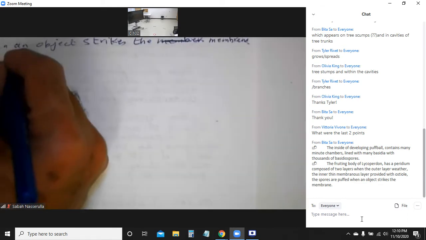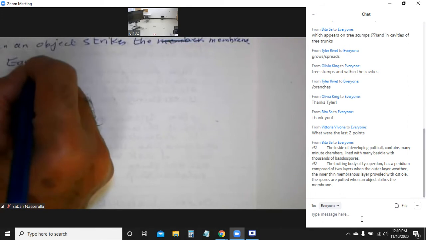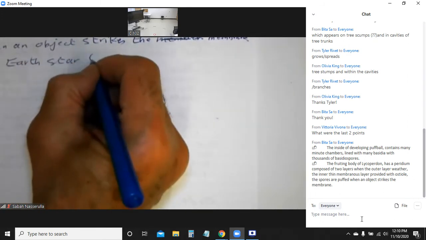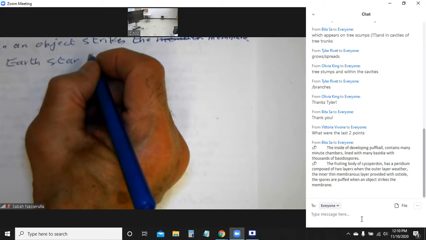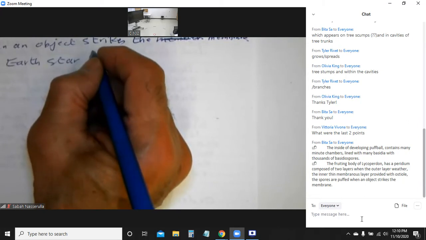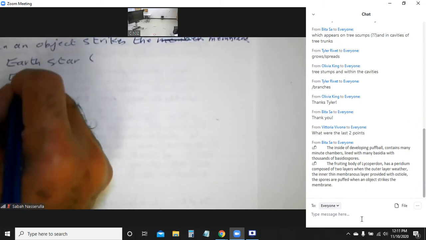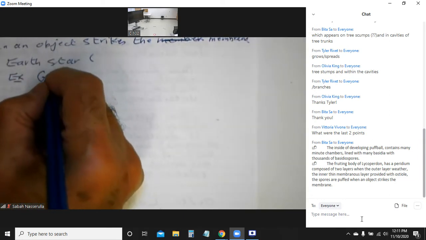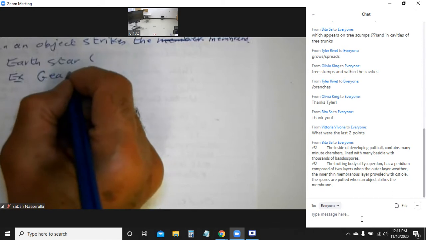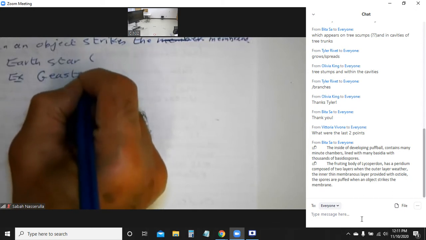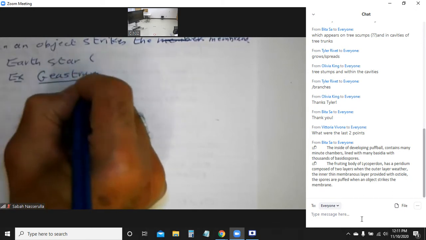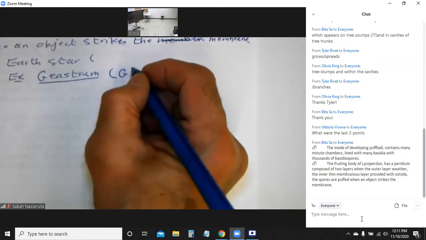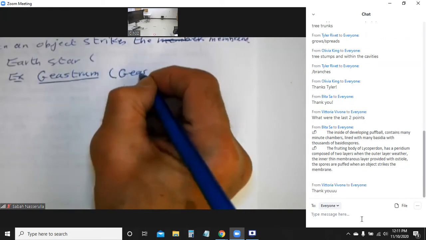Then we're going to talk about the Earthy Star. Mostly they belong, as a common name, to the family Gastraceae, but the example I'm going to use here is the genus Gasterium.